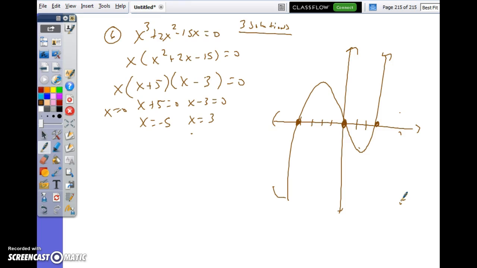Pick a really large number. A million. A million cubed is a million, million, million. Plus 2 times a million, million. Well, this is much bigger. Minus 15 million. Well, that's trivial compared to million, million, million. So it's going to be a very big positive number. So it needs to end over here. Well, I know there are only 3 solutions, right? So it's going to end here. It's going to come back through here. Can I make a U-turn?